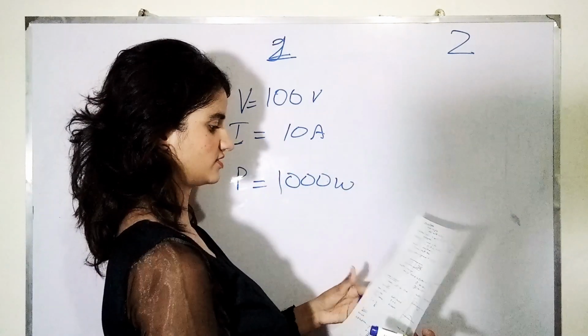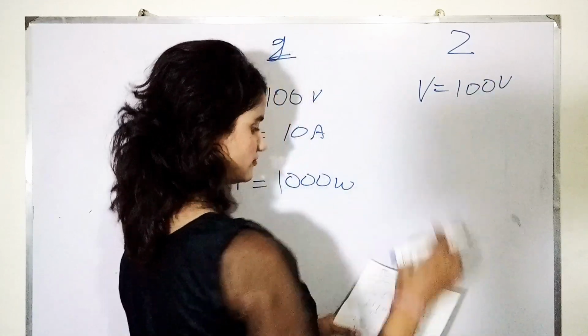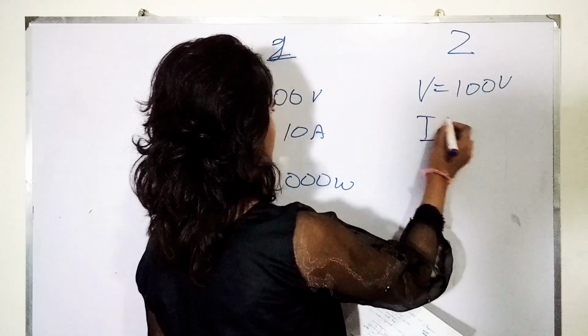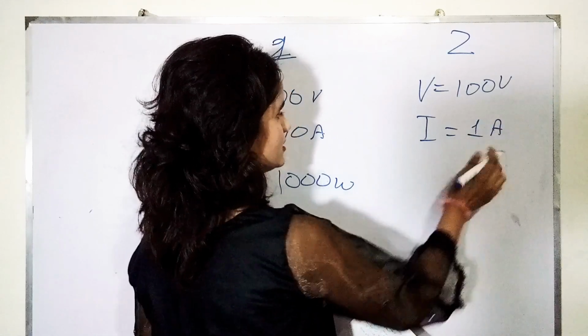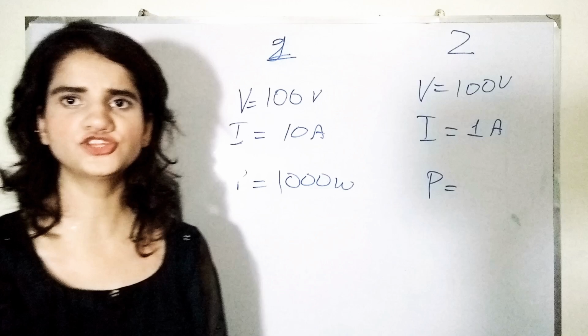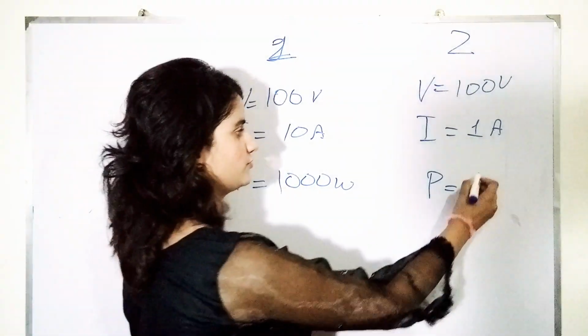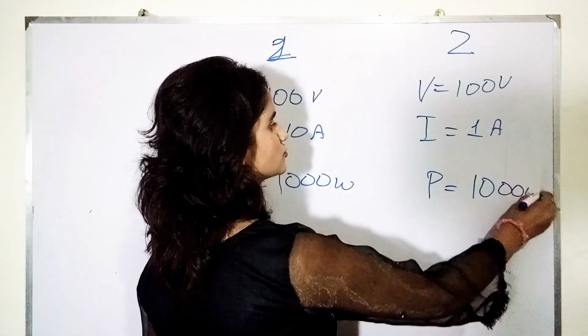Now moving towards circuit number 2, the EMF is 1000 volts and the current is 1 ampere. Now at this point, what can be the power? Is there any change or any difference in the power at this point? No. The power would be the same, 1000 watts.